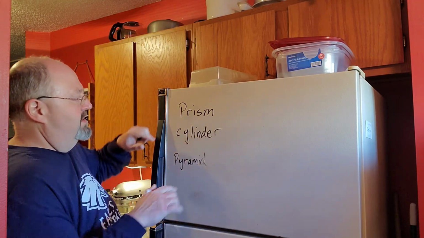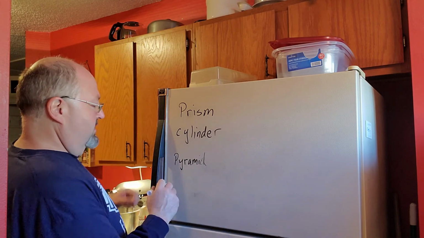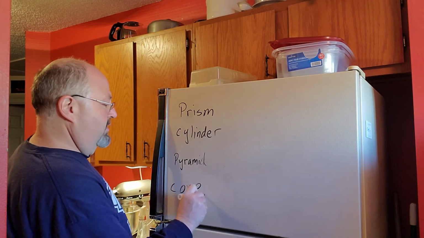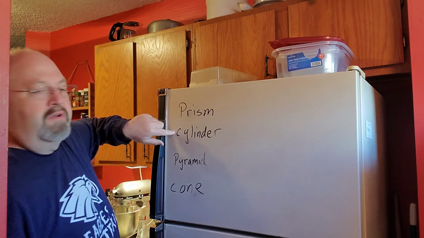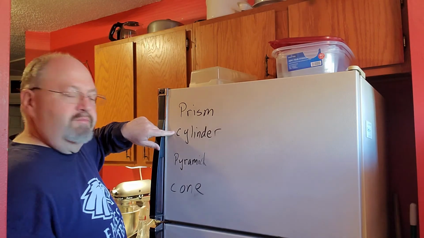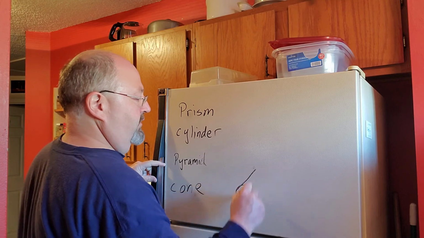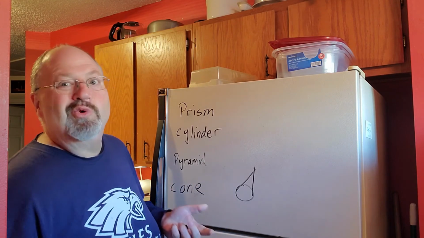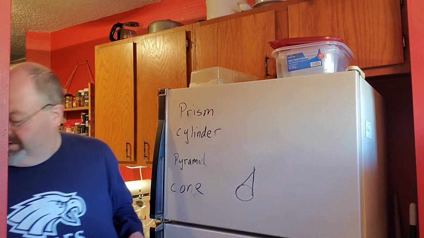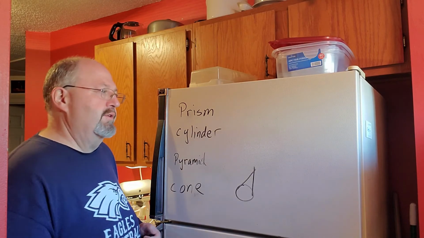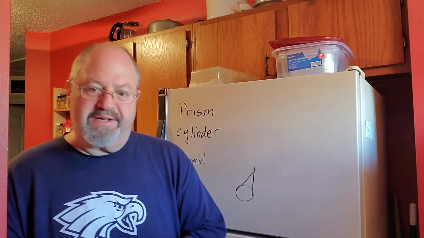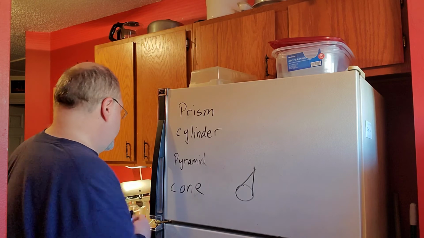And then lastly, you kind of combine all of these things together and you end up with a cone. So a circular base, but then a common vertex. You know what a cone is. So those are the 4 basic figures.